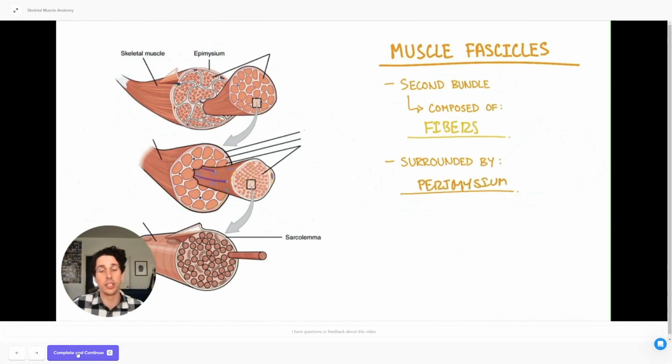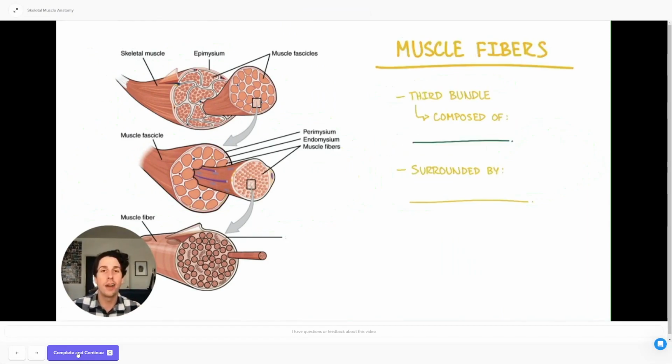Alrighty. Sweet. So those are going to be our muscle fascicles. And just a quick little recap of this. We're going to have those muscle fascicles, which are built up of muscle fibers. It's going to be surrounded by perimysium, and then all the muscle fascicles together will go on to create the skeletal muscle. All right, so let's keep going on.